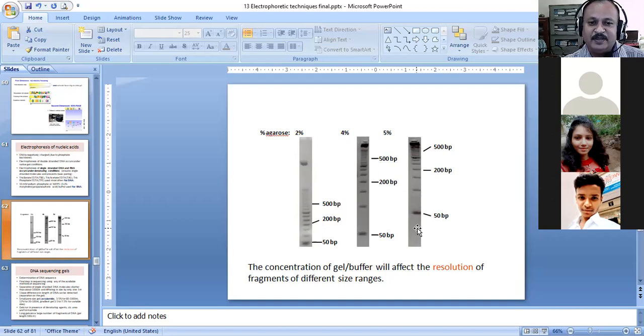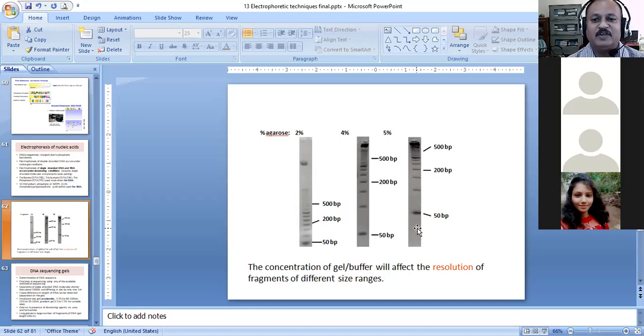In the 2% gel, the 500 base pair DNA is a very big DNA, and due to the big pore size it has come more forward. With respect to the 4% gel, the 500 base pair is in an intermediate position. And in the 5% gel, it is very near to the starting point, the well, because there the pore size is really small. It is unable to go forward. Very good answer. Has everybody understood this? Yes, sir.